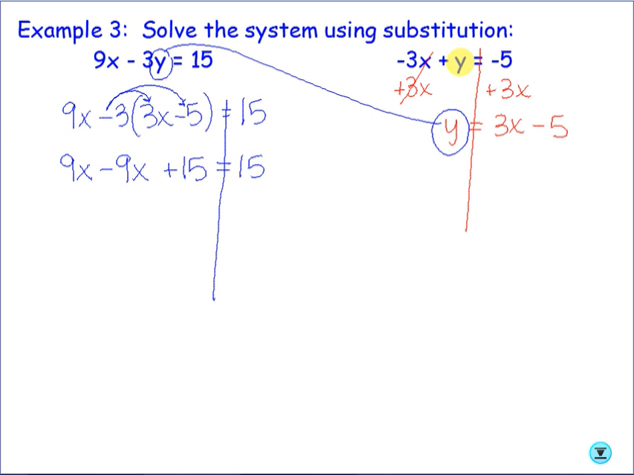We are ready to combine like terms. Well, 9x minus 9x is a little different. 9x, take away 9x is 0. Those cancel. There's no x's left. The only thing left is 15 equals 15. This is where we're going to go back to the notes.